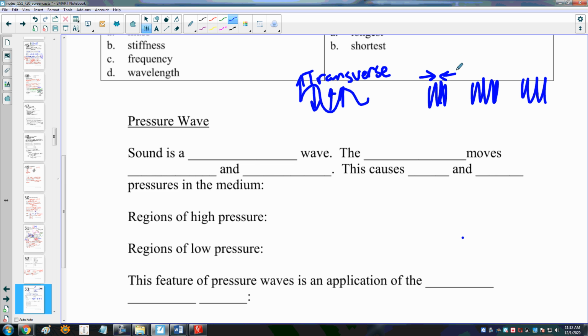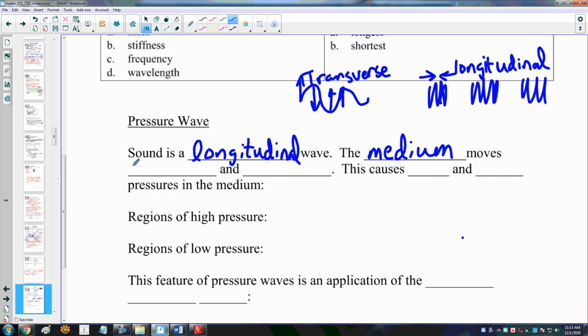And a longitudinal wave is where the medium moves back and forth. An example of that is a pressure wave or a sound wave. A sound wave is a longitudinal wave. Instead of the medium moving up and down, the medium is moving back and forth. And this causes big and small pressure waves or pressures in the medium.